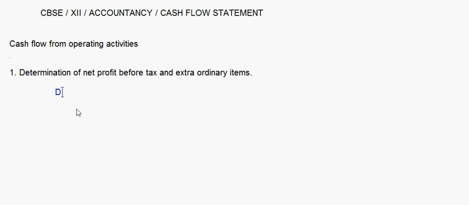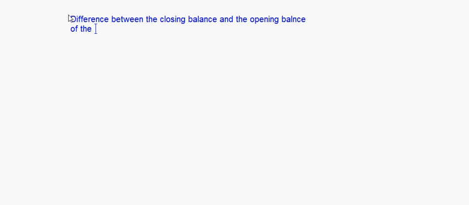Now first of all, you take the difference between the closing balance and the opening balance of the statement of profit and loss, right?